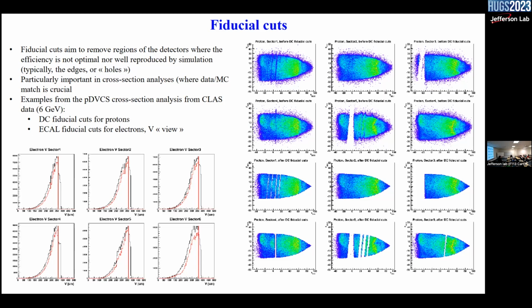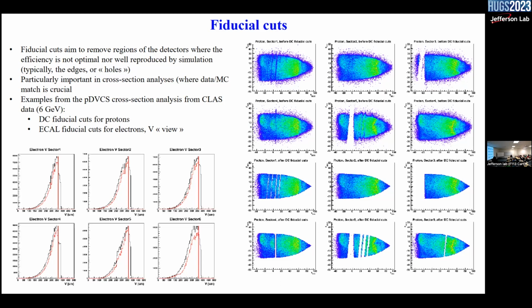And if there are regions at the edges of your sub-detector that are not well reproduced by your Monte Carlo simulation, you're going to correct the cross-section wrongly. So what is done is to cut out regions that usually correspond to the edges or to parts of the detector that broke down during the data taking or so on. So I'm showing here some examples of the fiducial cuts that were done for the extraction of the proton DVCS cross-section.